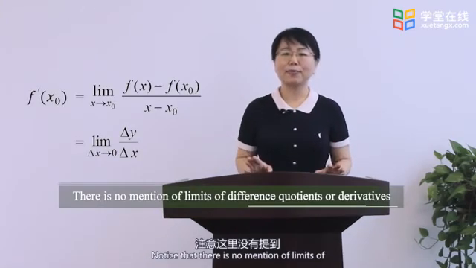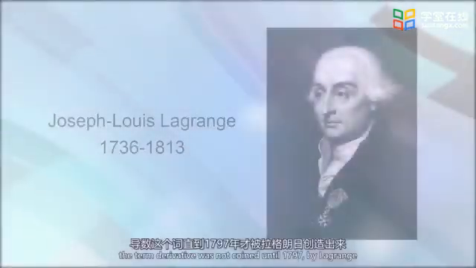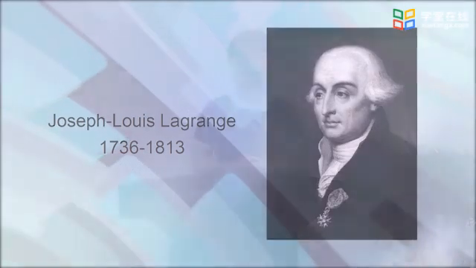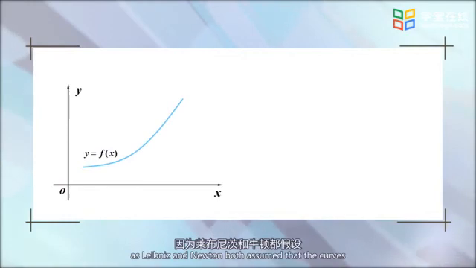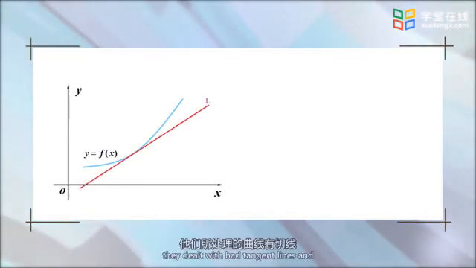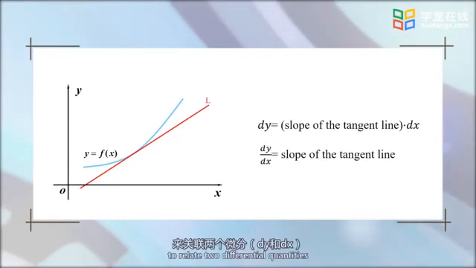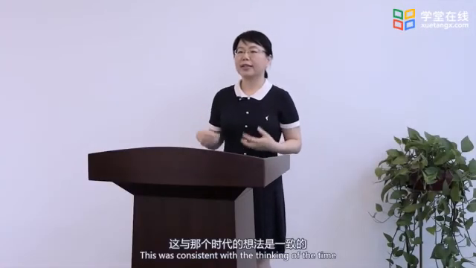Notice that there is no mention of limits, difference quotients, or derivatives. In fact, the term derivative was not coined until 1797 by Lagrange. In a sense, these topics were not necessary at the time, as Leibniz and Newton both assumed that the curves they dealt with had tangent lines, and, in fact, Leibniz explicitly used a tangent line to relate two differential quantities. This was consistent with the thinking of the time.